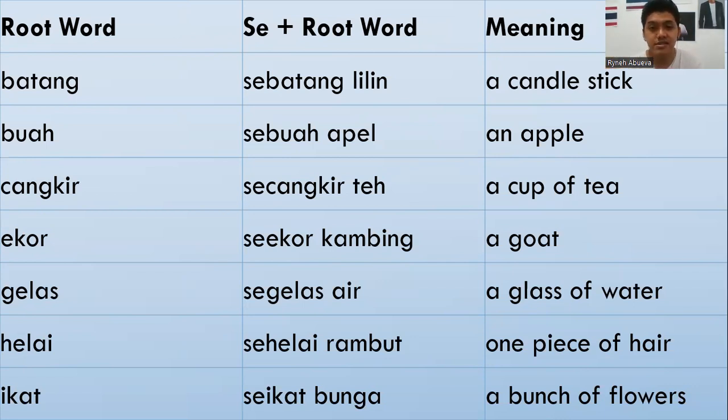Ekor. Ekor is used for animals. It becomes seekor kambing. Seekor kambing meaning a goat. Gelas, we just discussed on the previous slide. Segelas air. Segelas air means a glass of water.